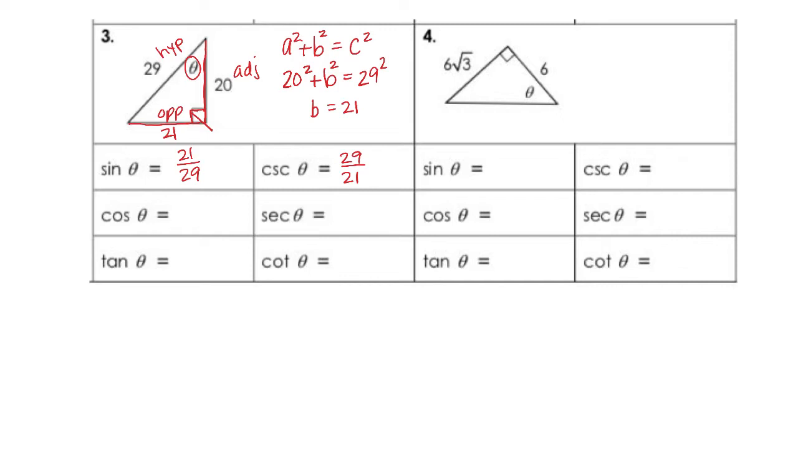Cosine is going to be 20 over 29. So secant is 29 over 20. And then for tangent, we know that is opposite over adjacent. So that's going to be 21 over 20. And so cotangent is 20 over 21. Okay, and moving along, we'll do the same thing to our other problem.